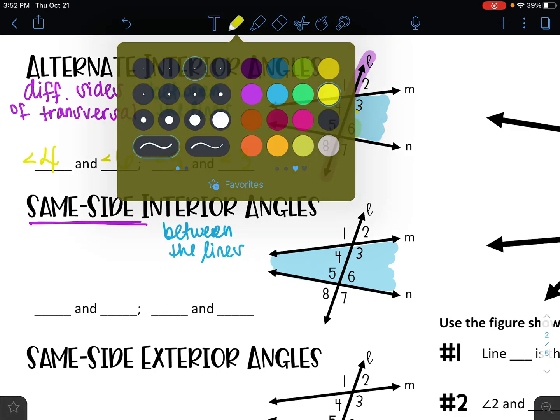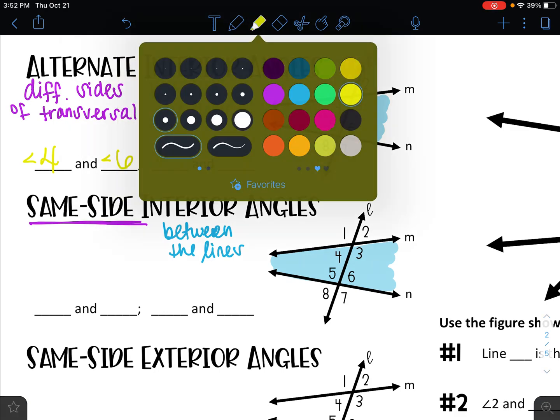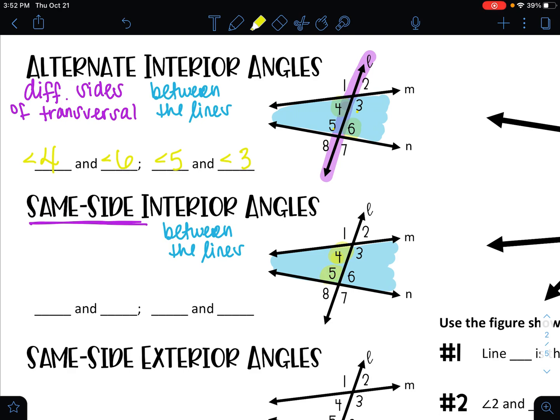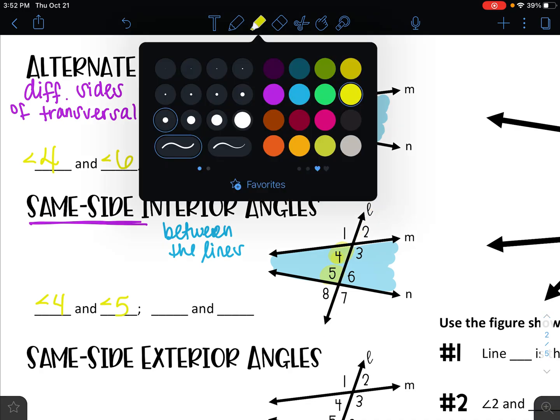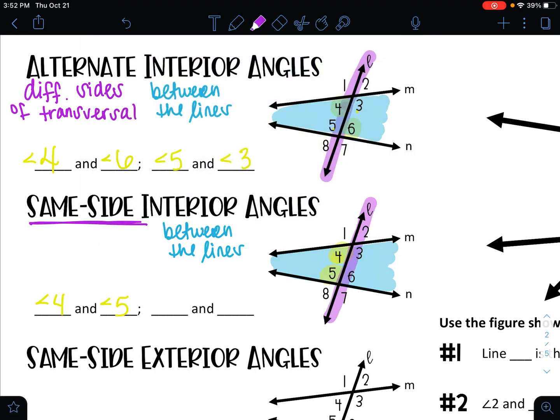Okay, moving right along. So same side interior angles would be like angle 4 and angle 5. So they're on the same side of this line. This is the transversal, right? Don't forget, I'm gonna use the purple again. So this is on the same side of this transversal, and then they're on the interior, the space between the lines. On the other side of the transversal, we see angle 3 and angle 6. So they're on the same side of the transversal. So they would also be considered same side interior angles.